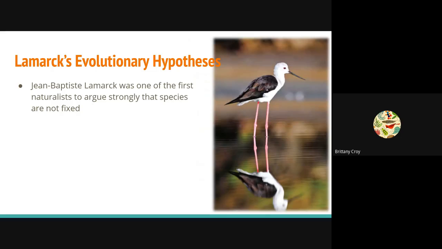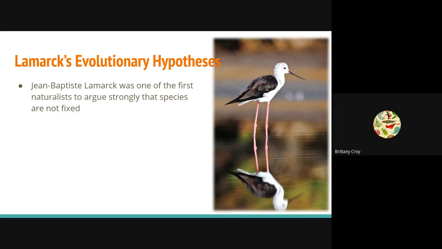Another person worth mentioning is Lamarck. Lamarck was a naturalist, which is kind of like a biologist who studies nature, and he thought that species could change. For example, this is a water bird, so it has long legs so that its body doesn't get wet when it walks in the water. Lamarck thought that if the bird needed to be able to walk deeper in the water, it could actually stretch itself and cause its legs to grow longer.